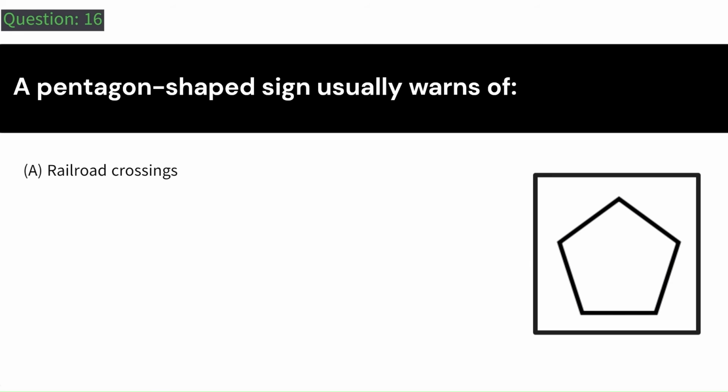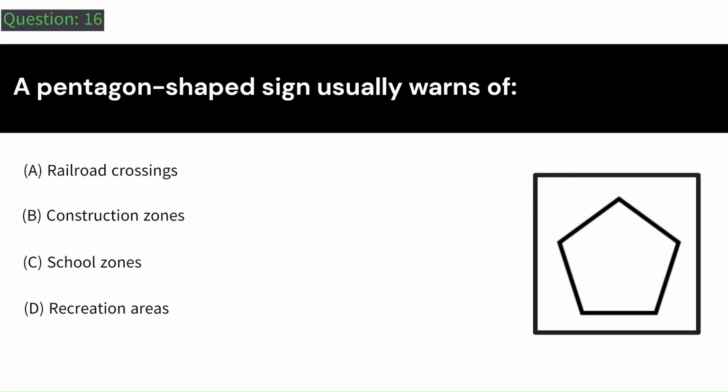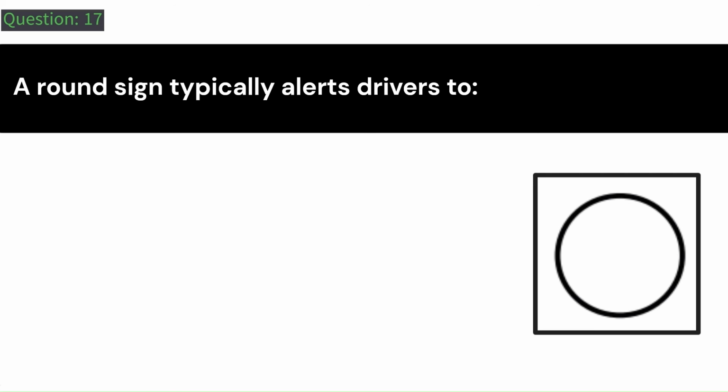Railroad crossings. B. Construction zones. C. School zones. D. Recreation areas. Answer: C. School zones. A round sign typically alerts drivers to: A.